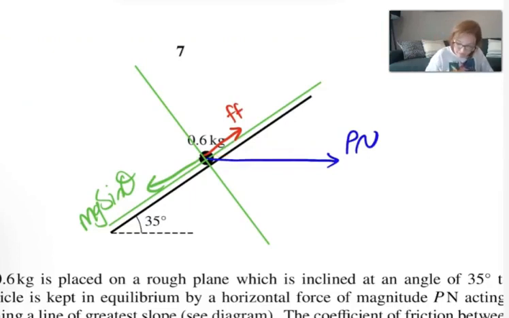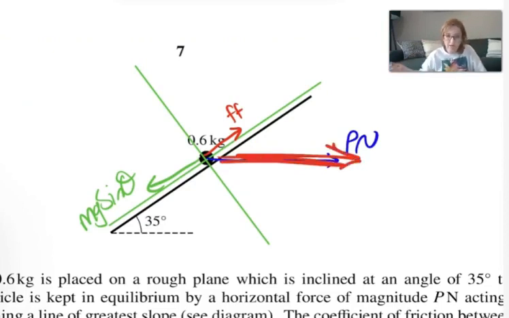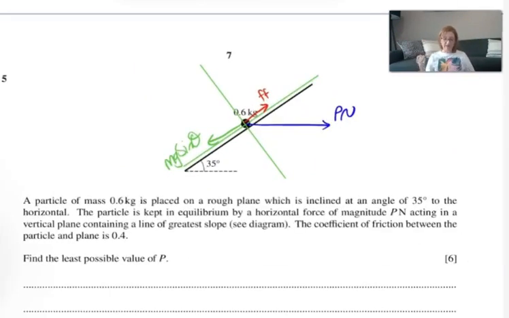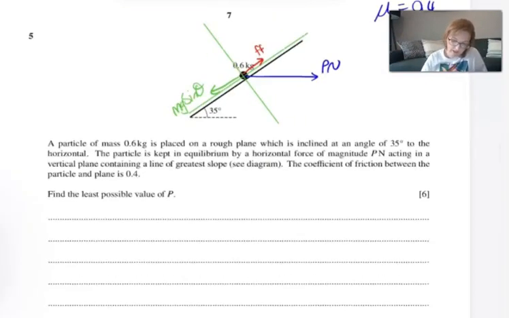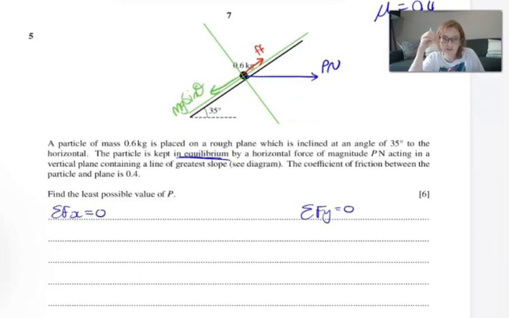If I imagine my P being huge, like really a lot, it's got a component going up the hill, so it's going to want to pull the particle up and friction is going to act down. But I'm not going to look at that for now because they're saying find the least possible value of P. I know my sum of forces in the X direction is 0, and the sum of forces in the Y direction is 0 because they do say it's in equilibrium. The other thing you need to know is that there's a range of forces that is going to keep this thing in equilibrium.